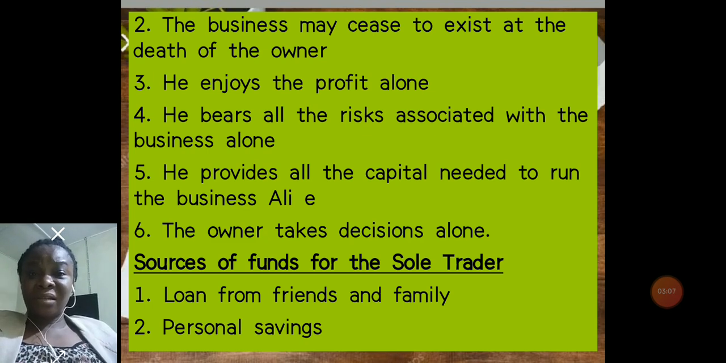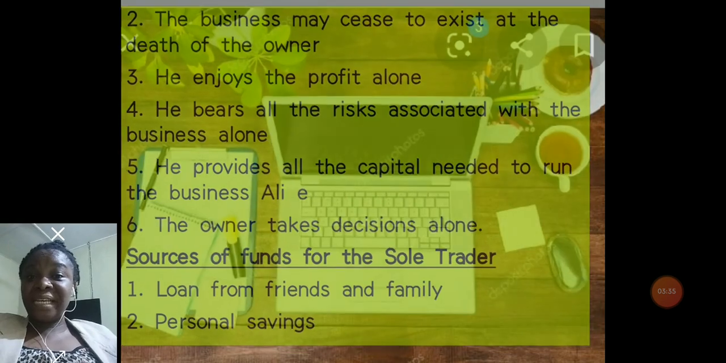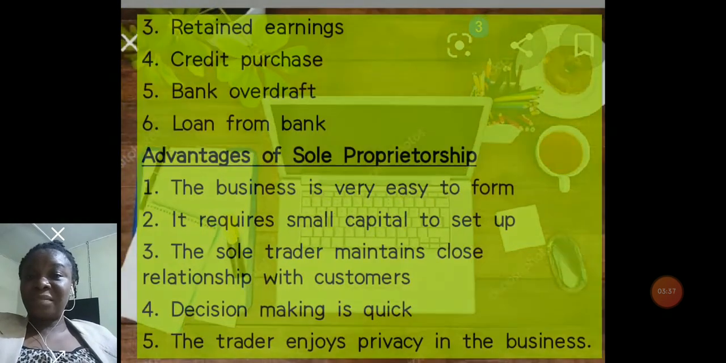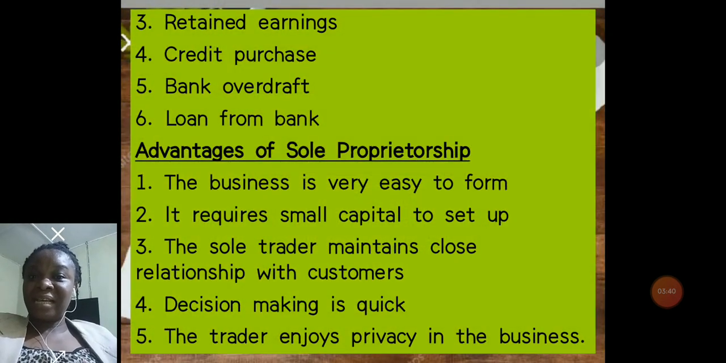Now let's look at the sources of funds that are open to the sole trader. How can a sole trader generate funds to operate his business? Number one, he can get loans from friends and family. These sources of funds are very self-explanatory. Number two, he can use personal savings. Number three, he can use retained profit. That means the sole trader has been able to make profits previously and saved them at the bank.